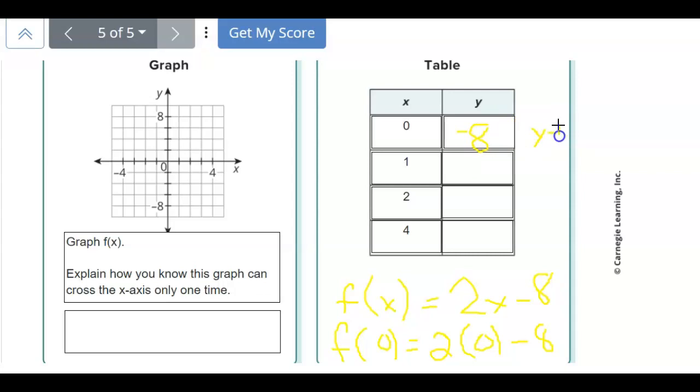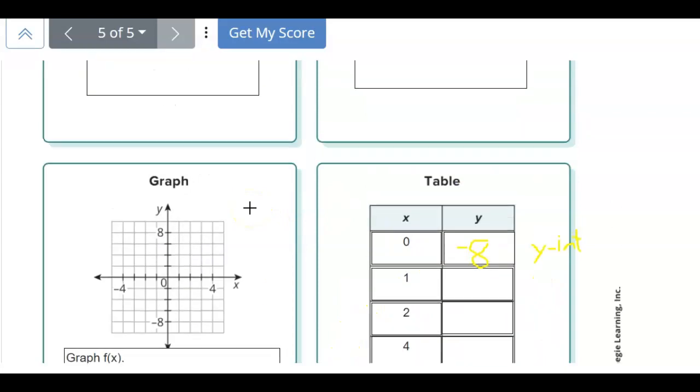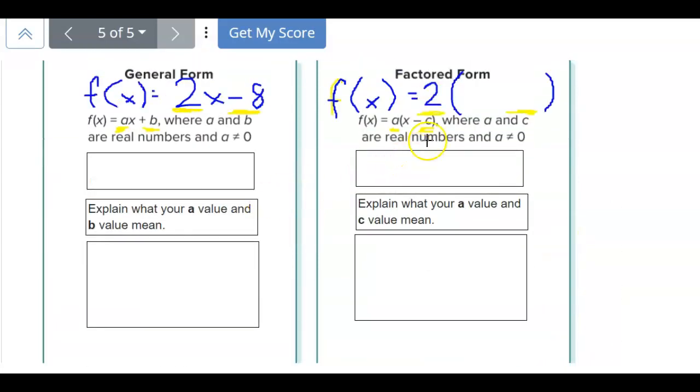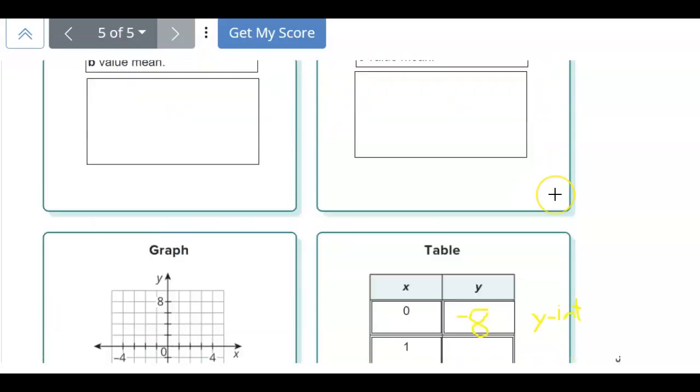So I have given you a major hint here that negative 8 is your y-intercept. Now, you'll also discover that one of these other points is your x-intercept. So please make a note of what that number is that's your x-intercept. That's also going to help you answer this question up here of what one of these numbers means.